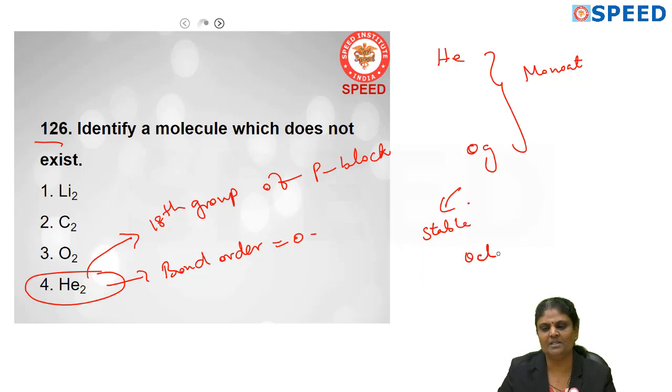So it obeys the octet rule. But in this case helium, the atomic number of helium is equal to 2. So this is the nucleus and this is the first K orbit. So it has 2 electrons. So this is a completely filled K shell. Okay, completely filled.